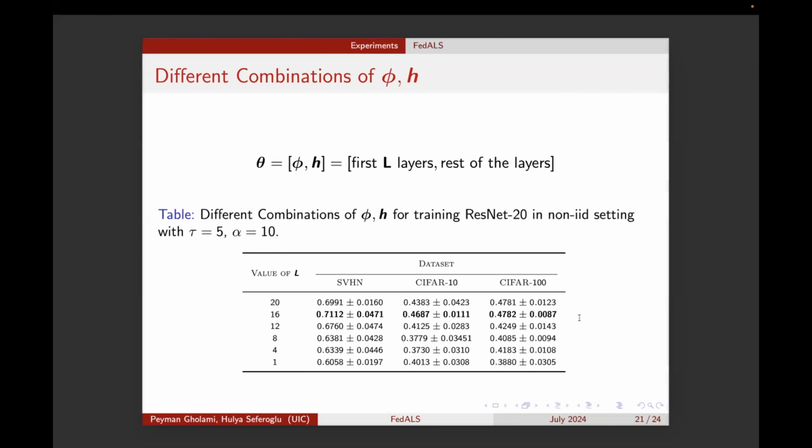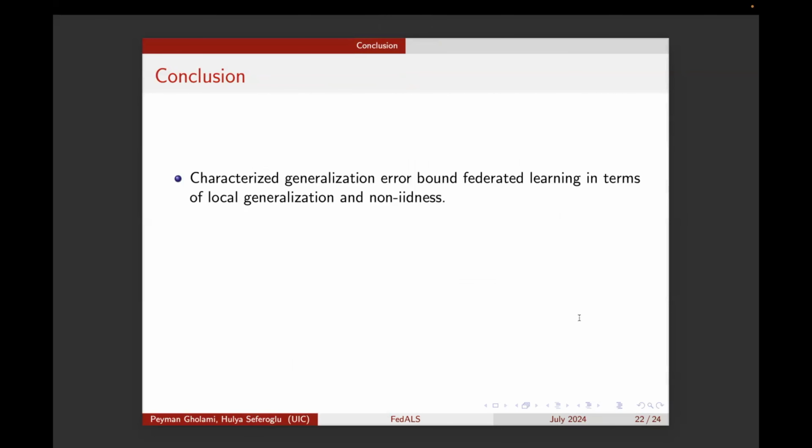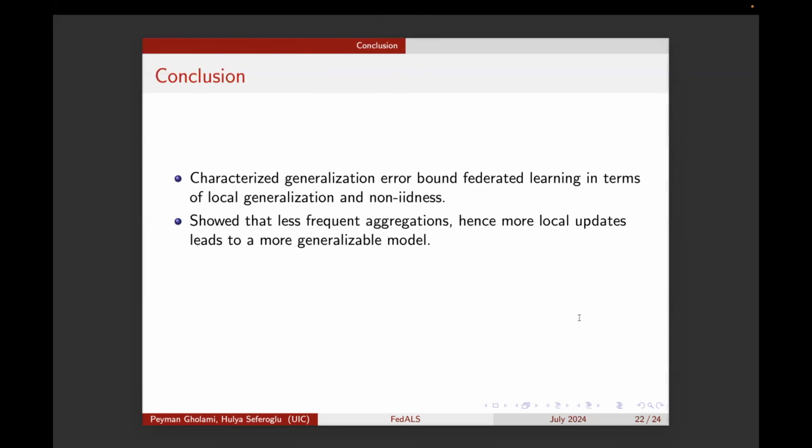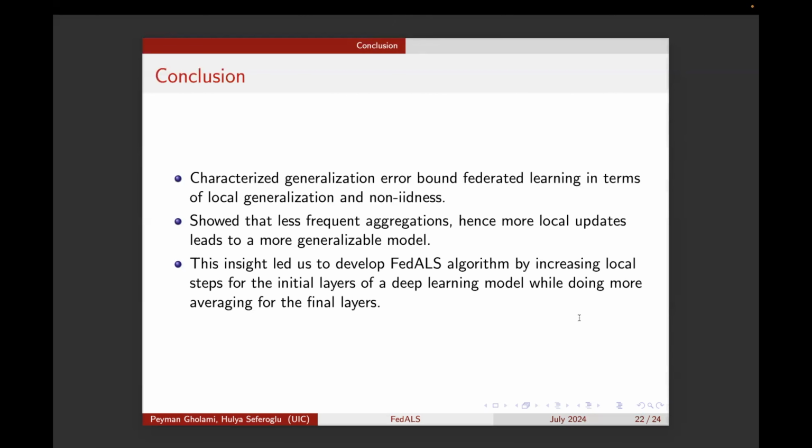So to wrap things up, we've characterized the generalization error bound for federated learning in terms of local generalization and non-IIDness. And we've shown that less frequent aggregation can actually help with generalization. And this led us to develop an algorithm called FedALS, by increasing the number of local steps for the initial layers and doing more averaging for the final layers. And we were able to improve overall performance in comparison to the baselines.